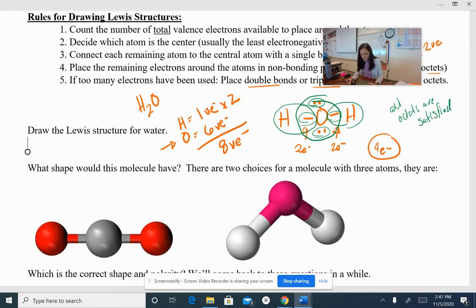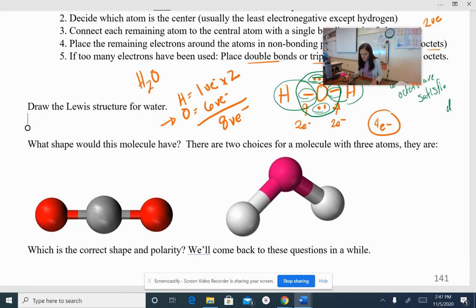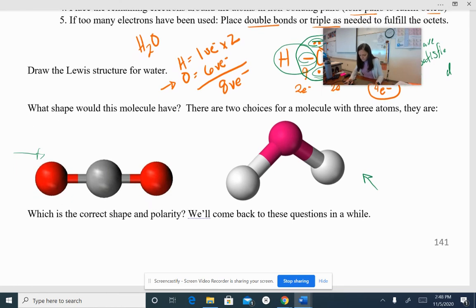Now, we've got to figure out what shape this molecule will have. There are 2 choices: this linear shape or this bent shape. We'll come back to these questions in a while.